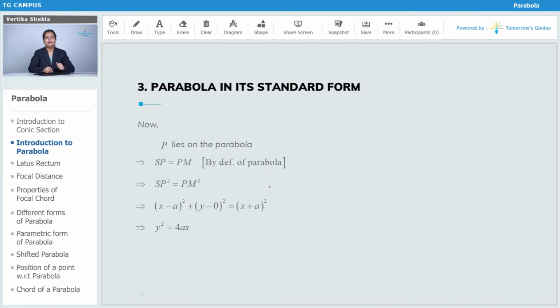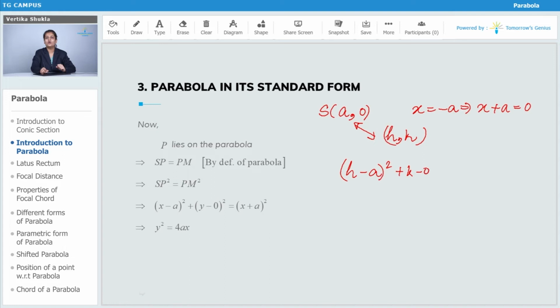We know that for a parabola the eccentricity is equal to 1, so PS is equal to PM. Over here, what were the coordinates of the point S? It was (a, 0), and the directrix was x equals minus a, or x plus a is equal to 0. The variable point is supposed to be taken as (h, k). So the distance between (h, k) and (a, 0) will be the square root of (h minus a) whole square plus (k minus 0) whole square.